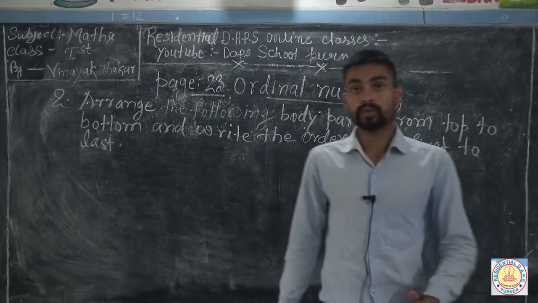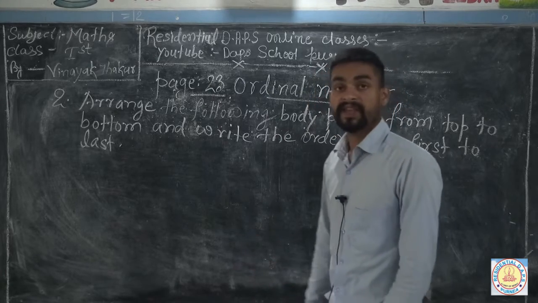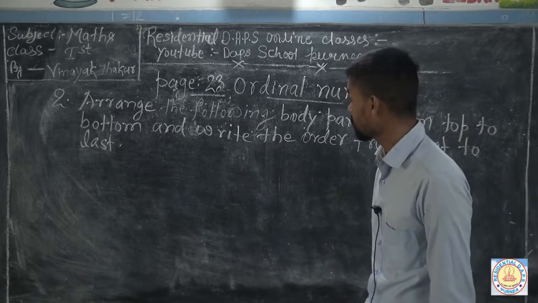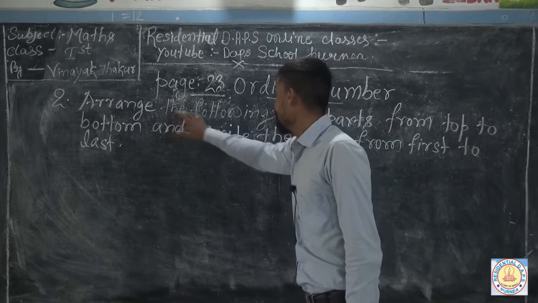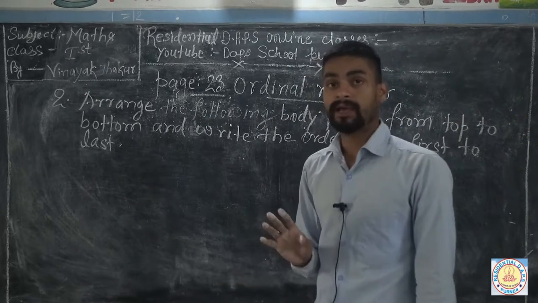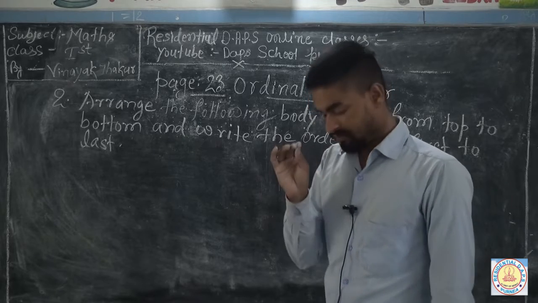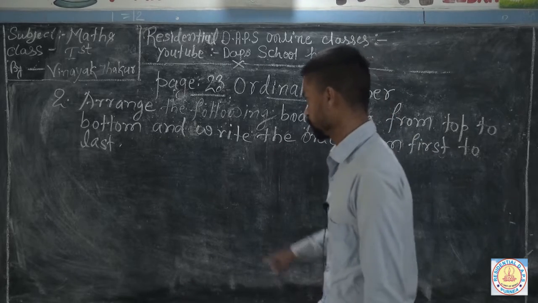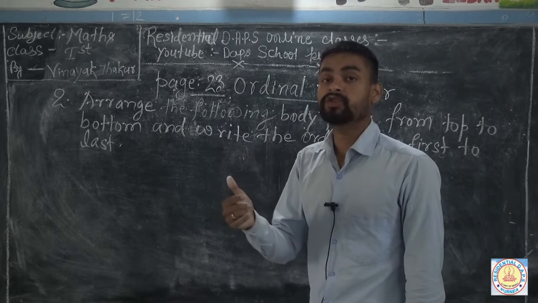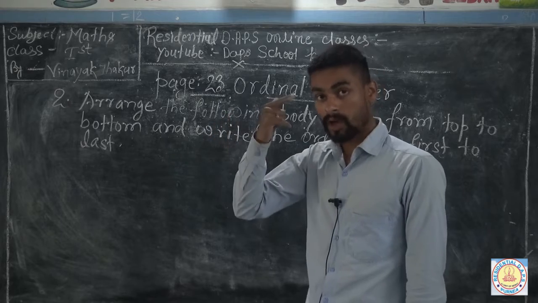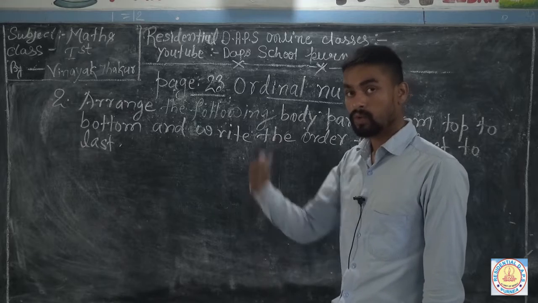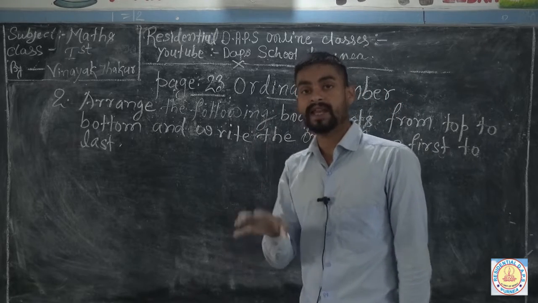So guys, this is your question on page number 23 in ordinal numbers. So what is in your question? Arrange the following body parts from top to bottom. At first you have to arrange your body parts. Just focus on me. Arrange your body parts from top to bottom. It means ऊपर से नीचे. ऊपर से नीचे आपको अपने बॉडी पार्ट्स को अरेंज करने हैं.